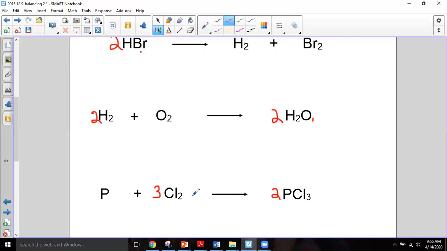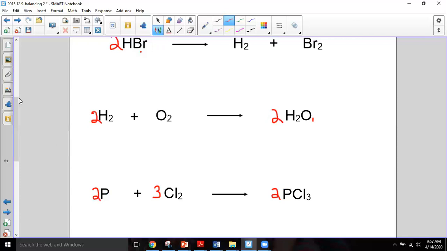So now I have my chlorines balanced. 3 times 2 is 6 chlorines. 2 times 3 is 6 chlorines. But remember, this 2 also multiplies times everything, including this phosphorus. So the phosphorus used to be balanced, but by putting this 2 here, it's not balanced anymore. And now I need to go back and fix that. If I have 2 phosphorus on the product side, then I need to make sure that I have 2 over here on the reactant side. And I'll put a 2 here.